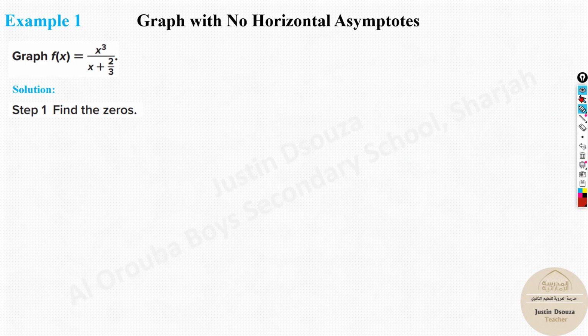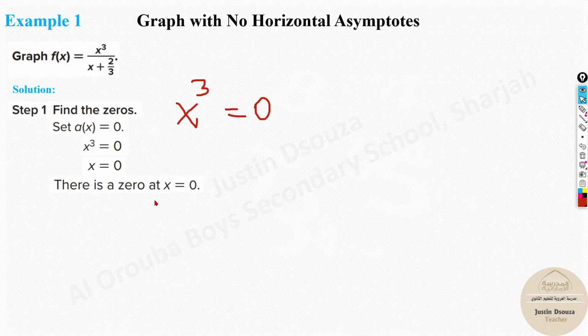Now how do we find it? It's very, very simple. Just equate the numerator to 0. When you equate the numerator a of x, x cubed, to 0, take the cube root on both sides, and you get x equals 0. Cube root of 0 is 0. So the zero is at x equals 0. That is the x-intercept.